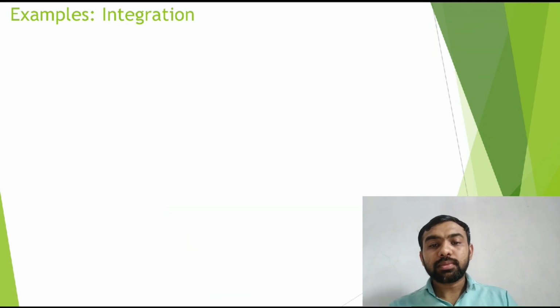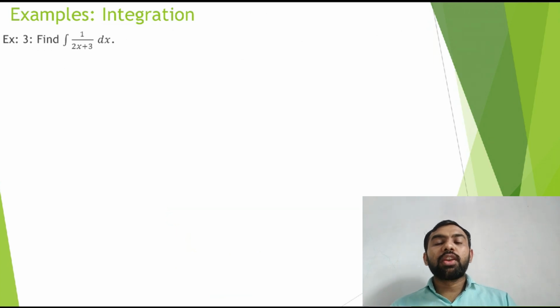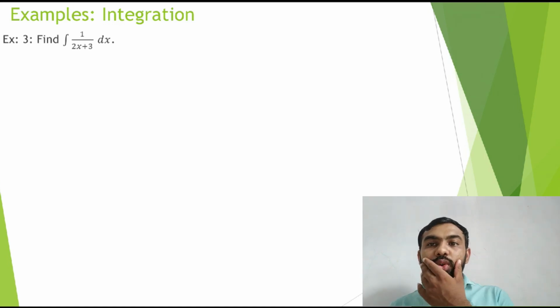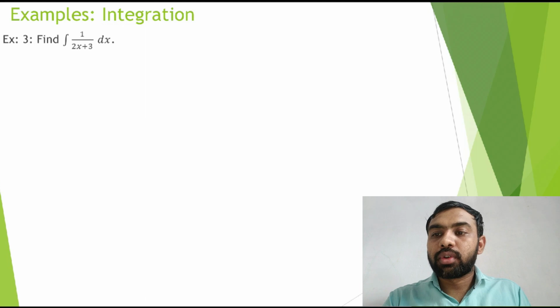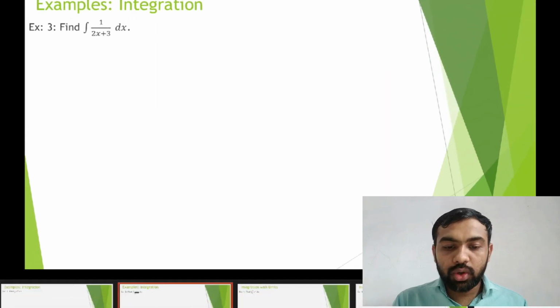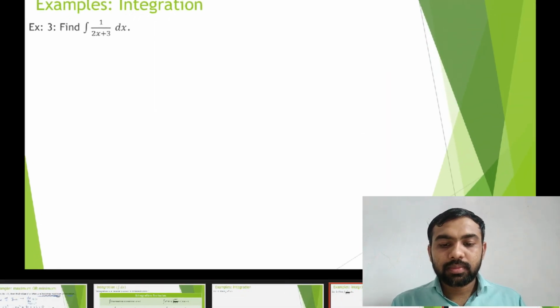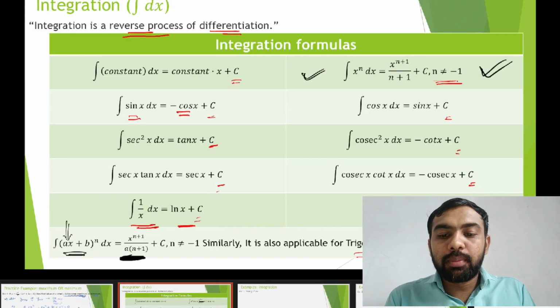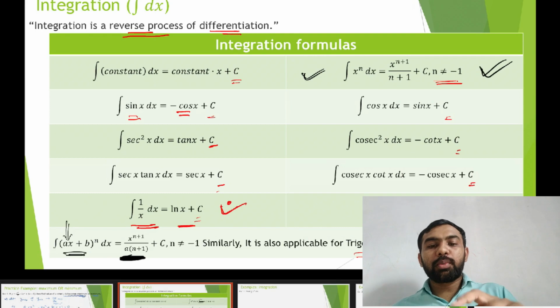Let's see the next example. Find integration of 1 upon (2x plus 3). So this is the rule. Here what is the power of x? x raised to 1, so it's 1 upon x. See the log rule from the table: integration of 1 upon x dx is equal to ln x plus c.